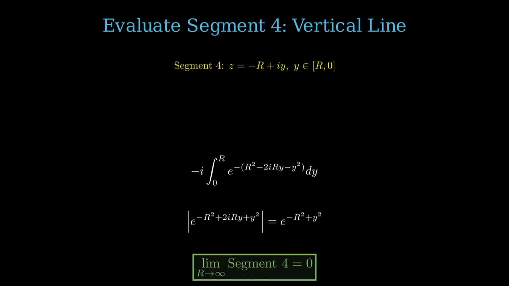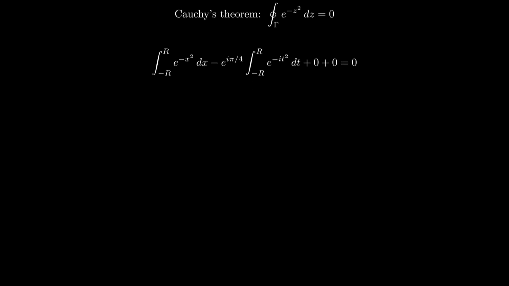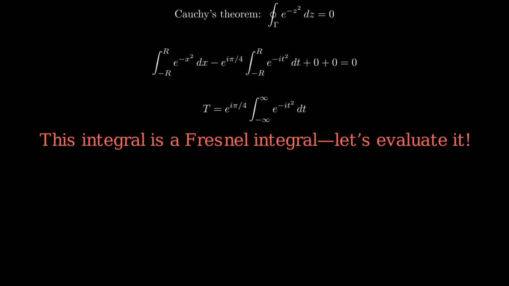We're almost there. Now let's use Cauchy's theorem. The sum of the integrals around our contour is 0. We've got our real axis integral, which is t as r goes to infinity, minus e to the i pi over 4 times the integral from negative r to r of e to the negative i t squared dt, plus the 2 vertical integrals, which we found are 0. So we're left with t equals e to the i pi over 4 times the integral from negative infinity to infinity of e to the negative i t squared dt. That integral looks fancy. Let's figure out what it is.